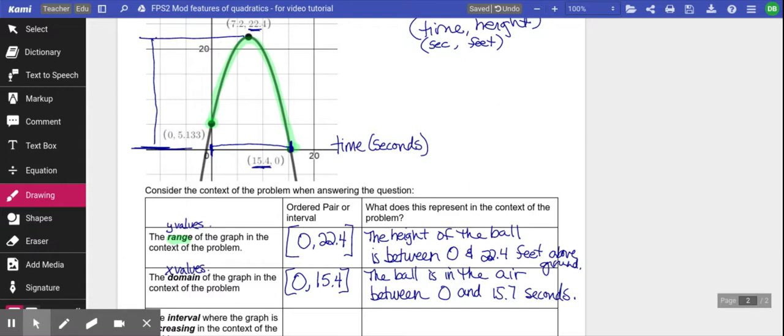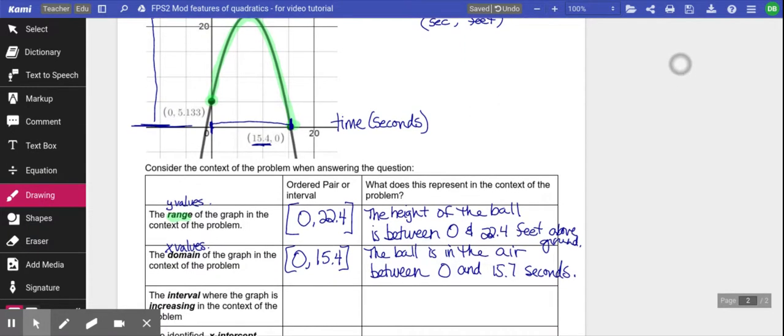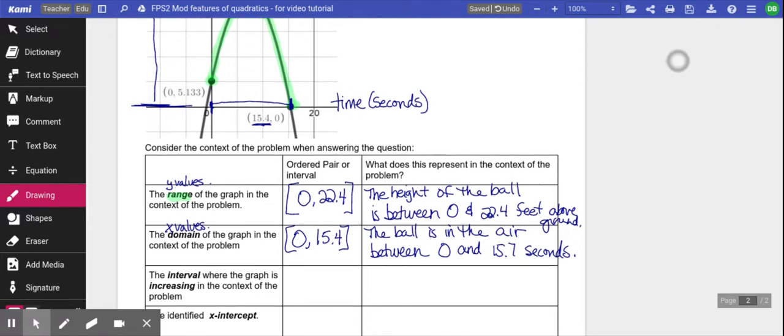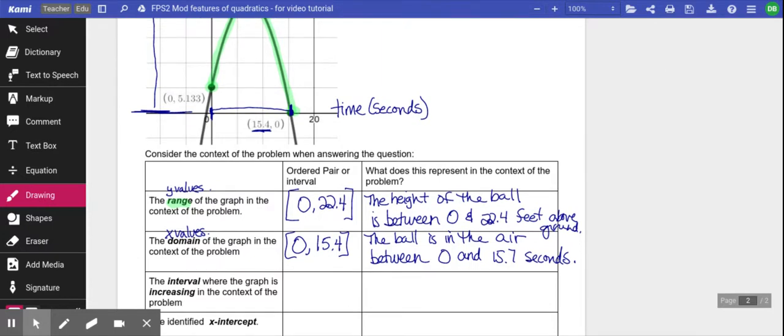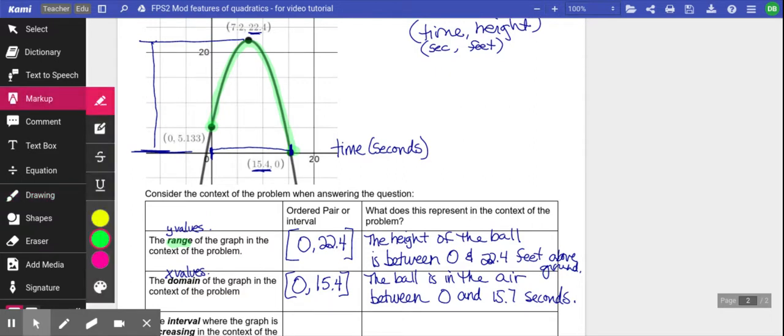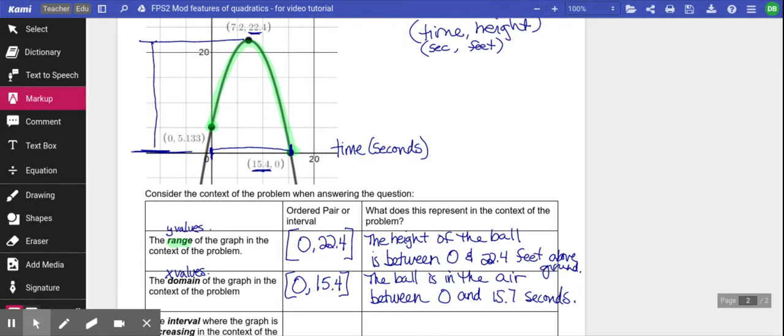Okay. The next thing we can talk about with interval notation is when the ball is either increasing or decreasing. So for this particular problem, we're asking, what is the interval where the graph is increasing? Okay, so let's look at this. We start right here at 0, 5.13, and that ball is being thrown up, and then it reaches a turning point, and then it starts to go down. So the ball is increasing, and then it shifts, and it starts decreasing. So we are asking, when is it increasing?